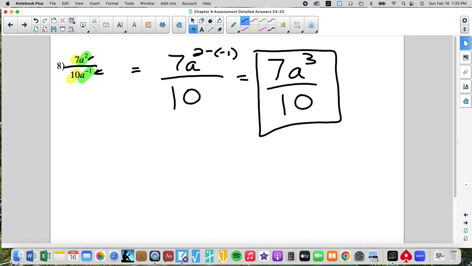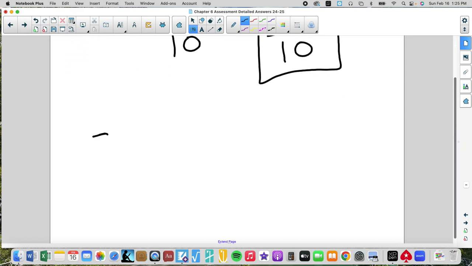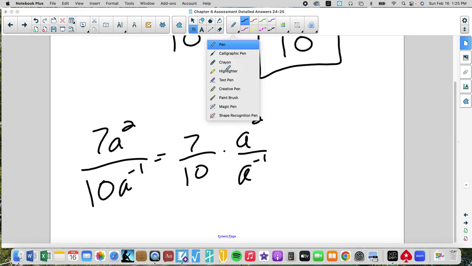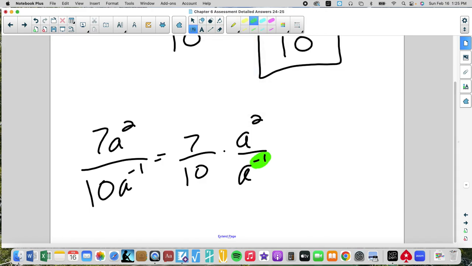Now we can look at this in another different way. We can look at 7a to the 2nd over 10a to the -1. I think that was a starting problem. Yep. And so we can separate those. And we can have this. And look, if I want to get rid of this negative exponent, then that base is going to move up. So the a to the 1st goes to the numerator.